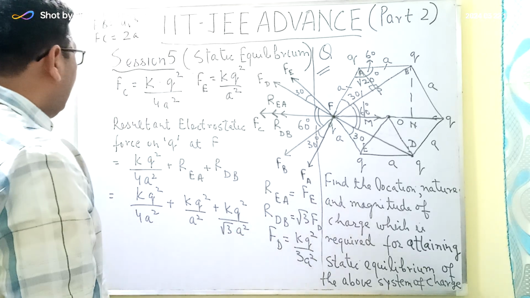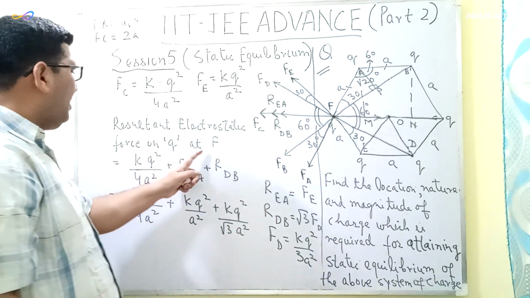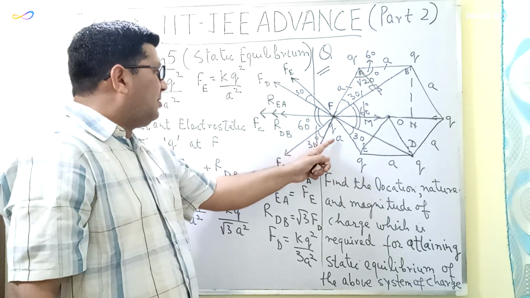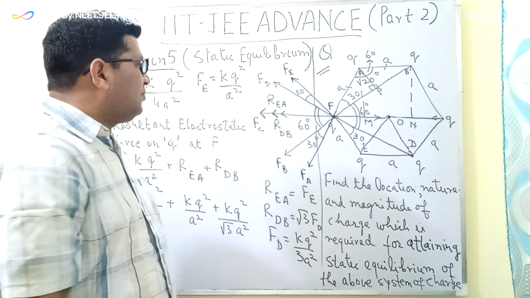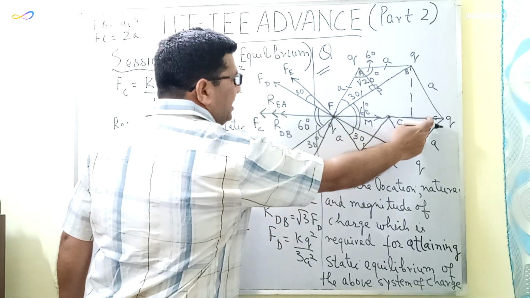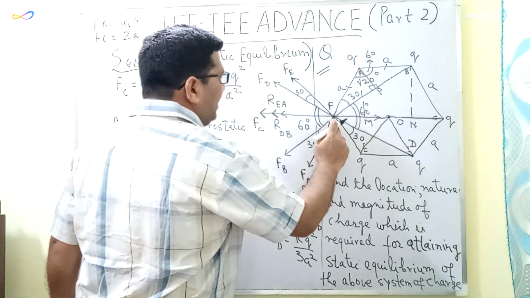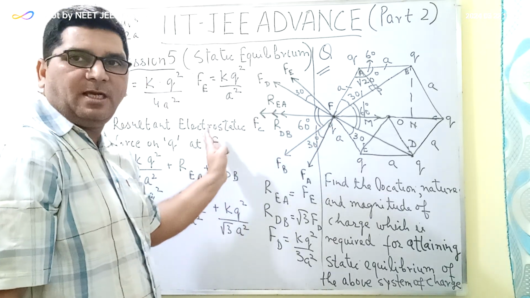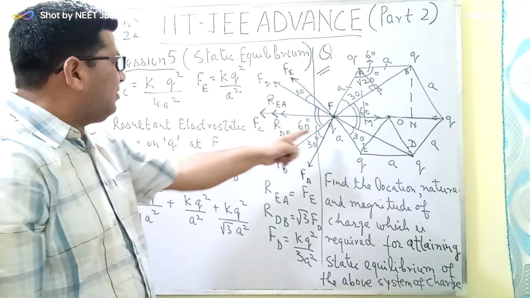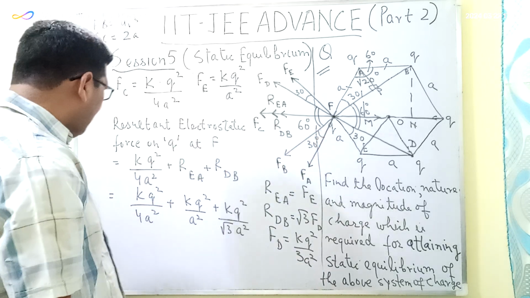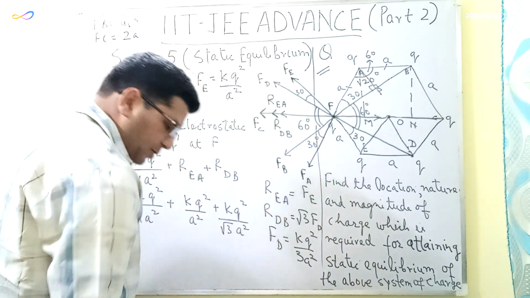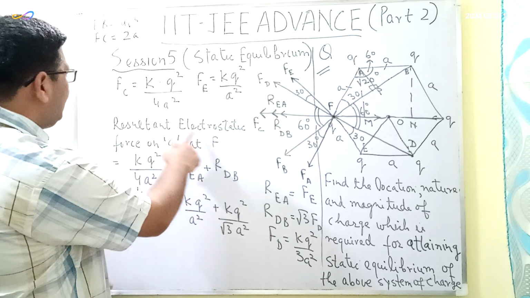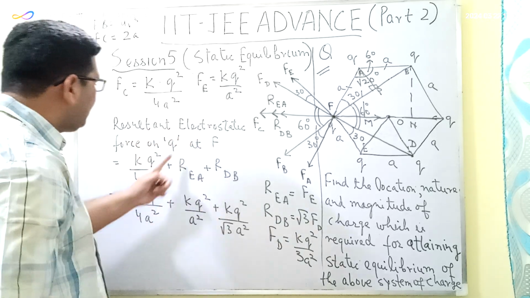So this is the resultant electrostatic force on the charge Q which is placed at F. The direction of this force will be along the line joining this point C and F, and it will be directed away from this charge, on the left hand side of this charge Q as indicated by this arrow. So this is the total resultant electrostatic force on the charge Q at F.